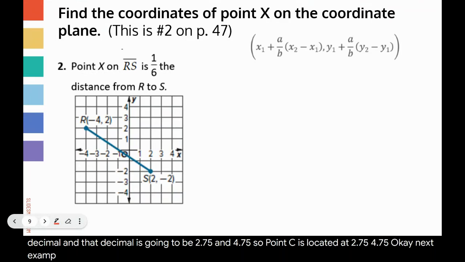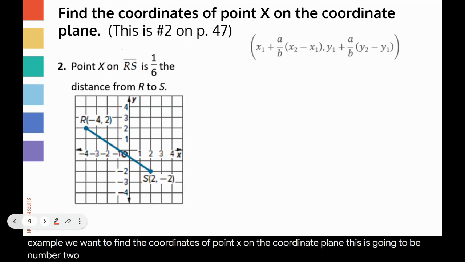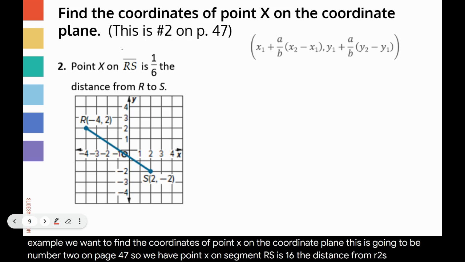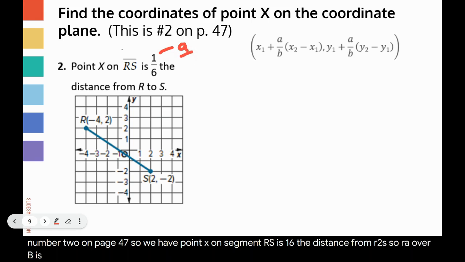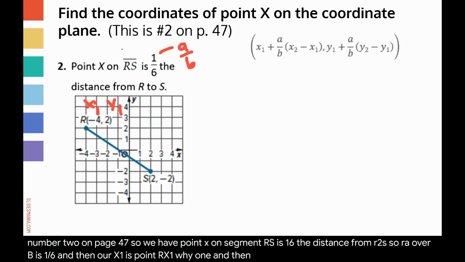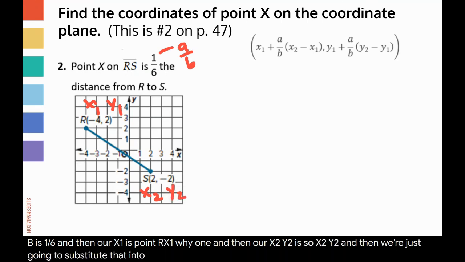Okay, next example, we want to find the coordinates of point X on the coordinate plane. This is going to be number 2 on page 47. So we have point X on segment RS that is 1/6 the distance from R to S. So a over b is 1/6. And then our x1, y1 is point R, and our x2, y2 is point S. And then we're just going to substitute that into our formula.